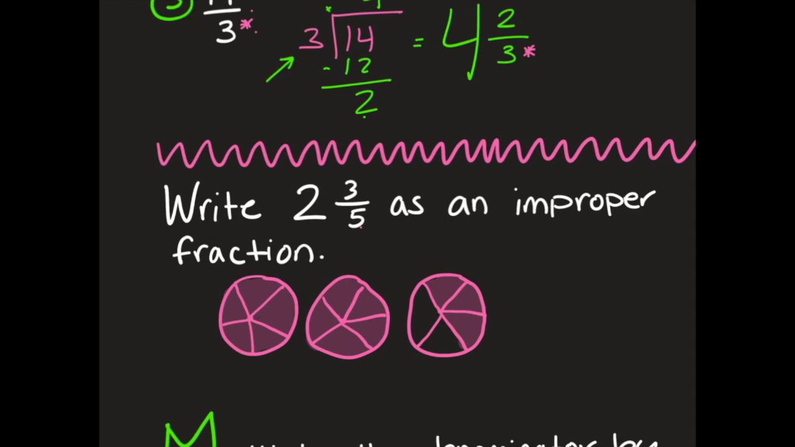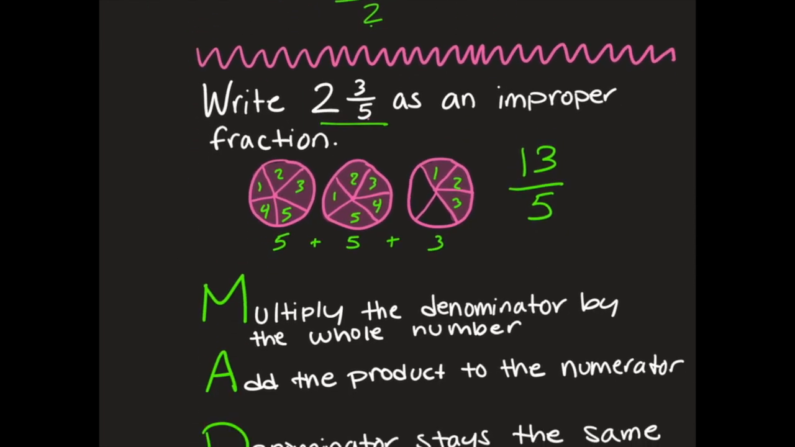So now, when I'm turning this into an improper fraction, I'm all out of 5. My denominator always stays the same. These pieces are cut into fifths, but I want to know how many fifths I have. Well, I have 1, 2, 3, 4, 5. I have 5 right there. 1, 2, 3, 4, 5. I have 5 right there. And 1, 2, 3. So let's add them together. 5 plus 5 is 10, plus 3, I have 13 fifths, or 13 pieces. And that is turning my mixed number into my improper fraction.